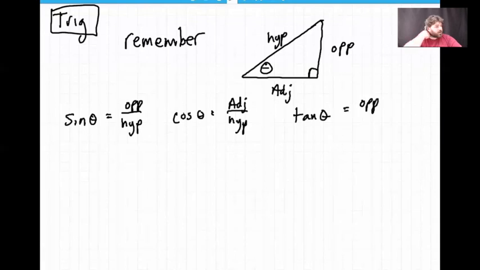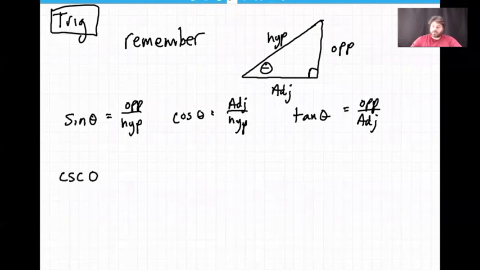Cosine of the angle is the ratio between the adjacent side and the hypotenuse. And the tangent of the angle is the opposite over the adjacent. Now I'm going to introduce three more that we need to talk about from trig. It's the cosecant, abbreviated CSC. So cosecant is basically 1 over the sine. So whatever the sine is, you do 1 over that. The secant is 1 over the cosine.